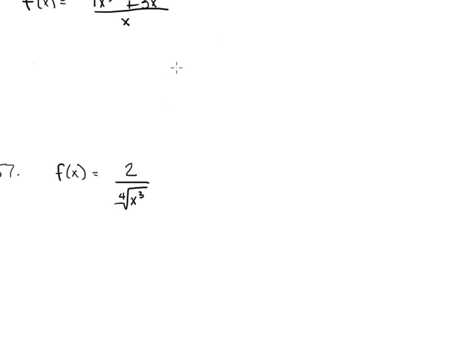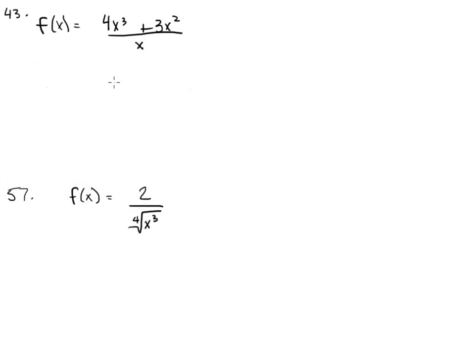Okay, number 43 from this section, which is 2.2, states that we should find the derivative of the function. So that's easy enough using the sum and product rule. Even though we have two functions that are divided by each other, we can still simplify this out to a point that we could use the sum and product rule.